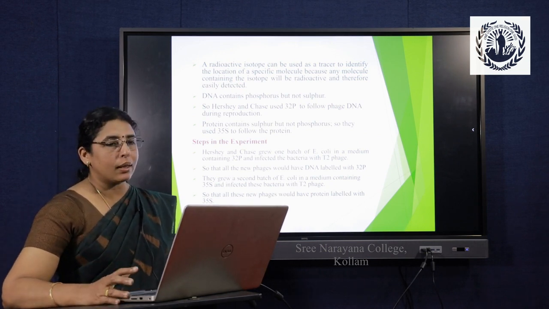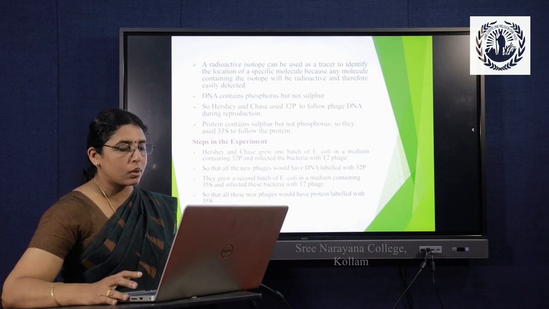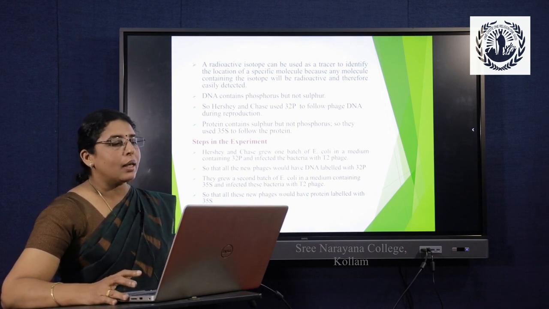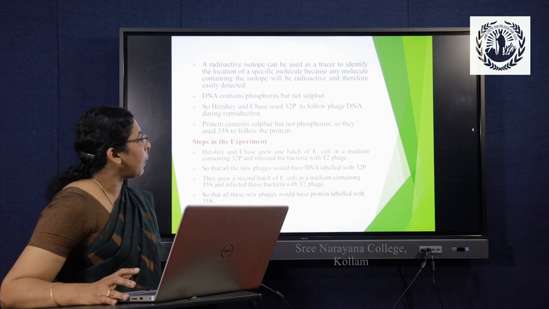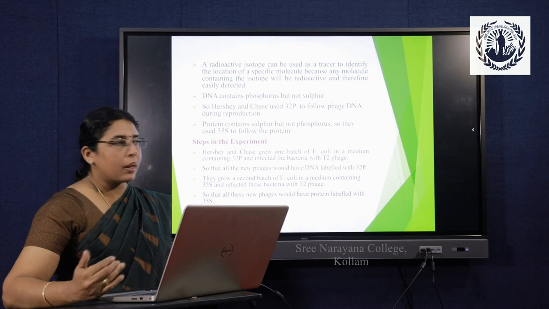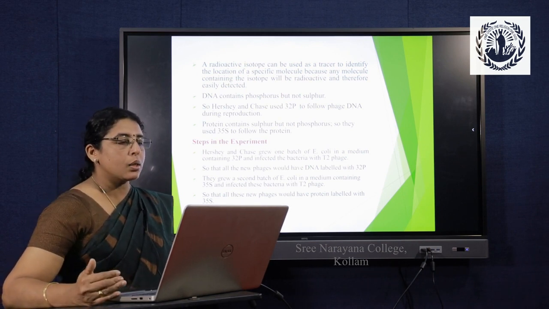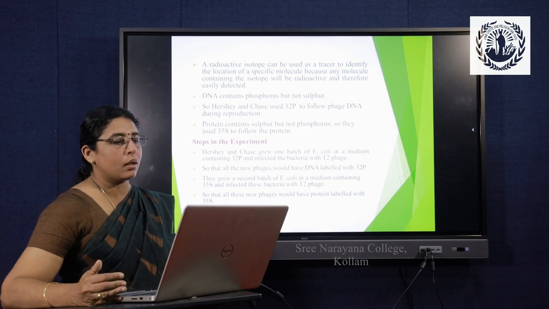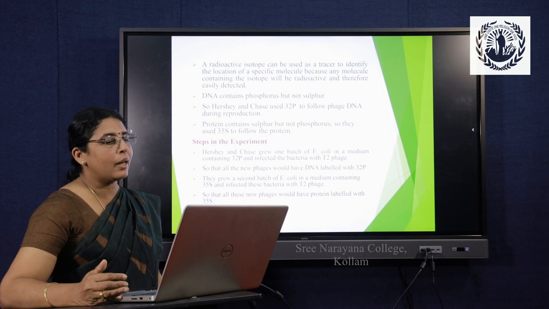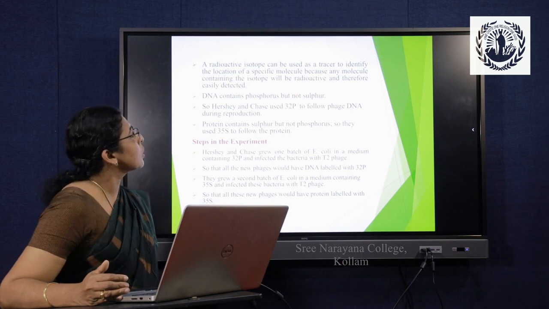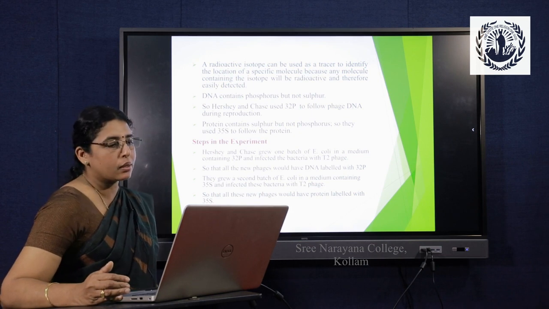But what is a radioactive isotope, and why are these radioactive isotopes used? Radioactive isotopes can trace the path of a particular molecule. A radioactive isotope can be used as a tracer to identify the location of a specific molecule, because any molecule containing the isotope will be radioactive and therefore easily detected.